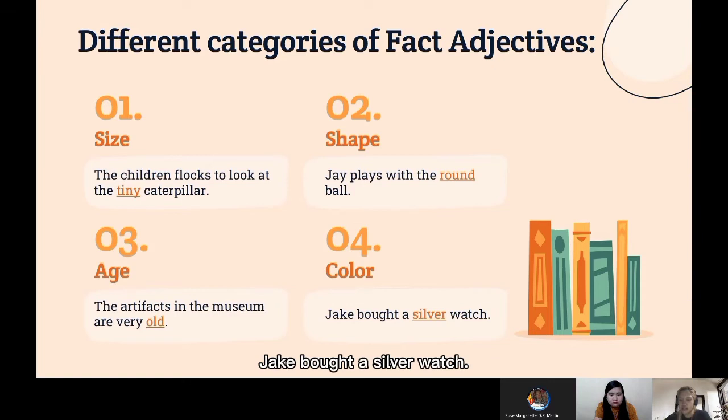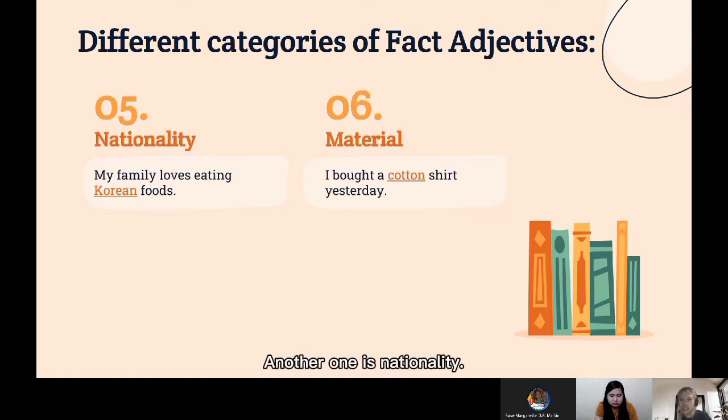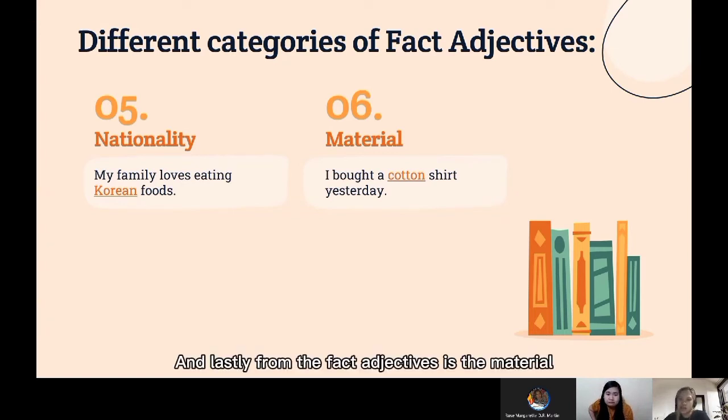The next one is color. Jake bought a silver watch, and the adjective used is silver. Silver indicates the color of the watch that Jake bought. Next one is nationality. My family loves eating Korean foods. The adjective used in this one is Korean, and we all know that Korean is a nationality. And lastly, from the fact adjectives is the material. I bought a cotton shirt yesterday, and the adjective is cotton, and it is the material used in the shirt.